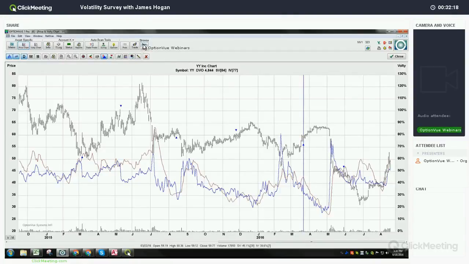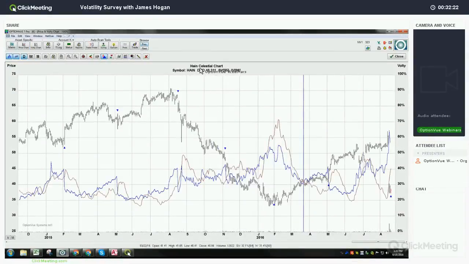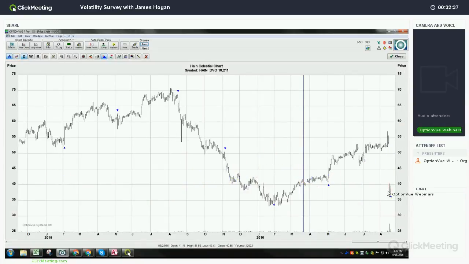Let's go back to the first candidate we were looking at, Hain, and here it is, Hain Celestial's chart. You can see that the IV is still really high here, and it really dropped. I'm going to get rid of the current IV level there so we can see where it's at right now.